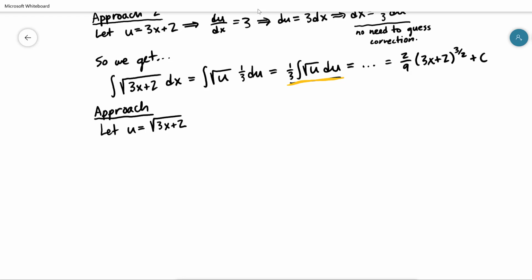So this is a little bit uglier. What does that mean du dx is? So I have to take the derivative. We're going to have to do the chain rule on this. You can think of it as 3x plus 2 to the 1/2 power, or just stuff to the 1/2 power. So I'm going to get 1/2 stuff.